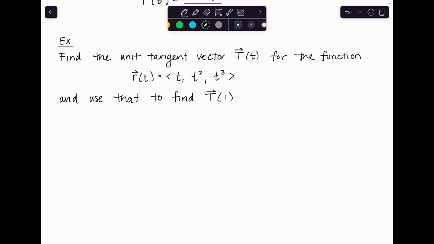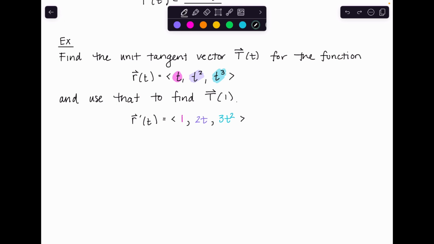So first thing I need to do is differentiate this vector, and again, I just do that component-wise. So the derivative of t is 1. The derivative of t squared is 2t. And then finally, the derivative of t cubed is 3t squared. So again, if I want to find the tangent line corresponding to t equals 5, I would plug 5 into here to get my point, and then I would plug 5 into here to get my direction vector.